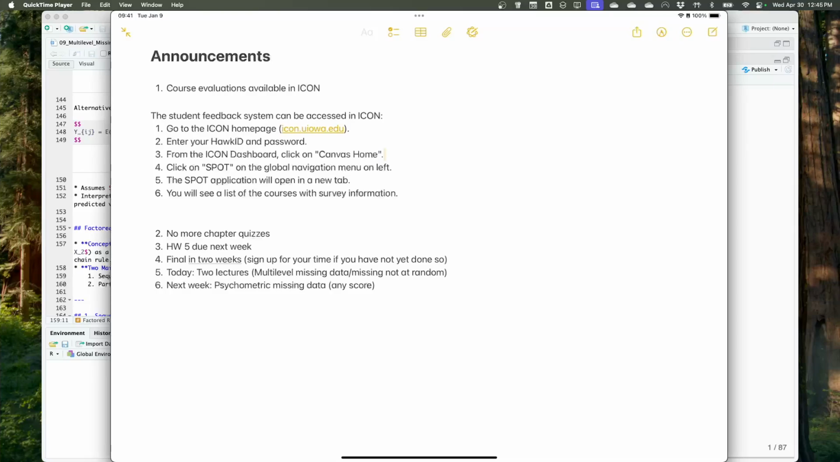Okay, so today it's a treat. We get two, not one, but 2 chapter lessons. And I didn't make any examples out of this. I'm just using the book for it, mainly because I wanted to get through these 2 chapters, but I also wanted to spend time next week on psychometric missing data.